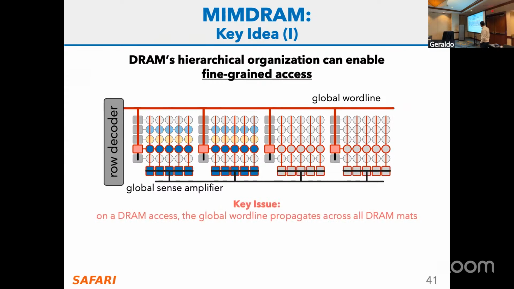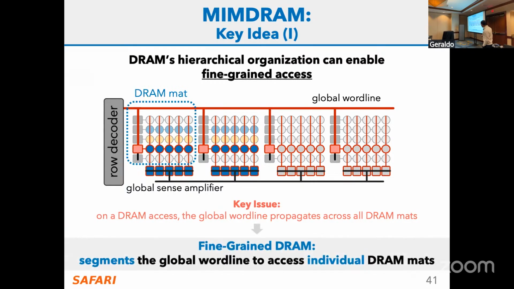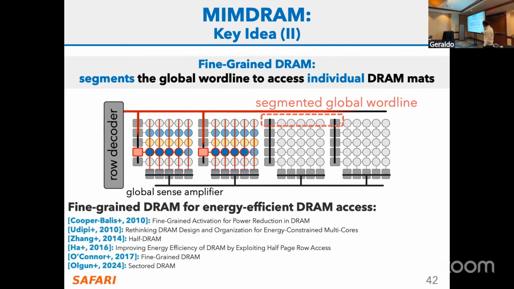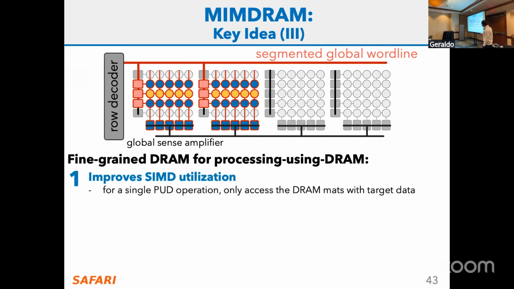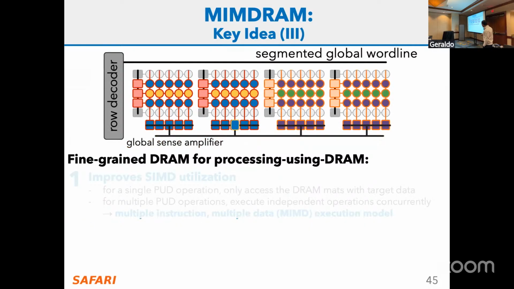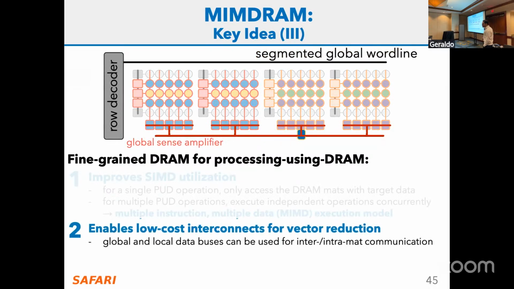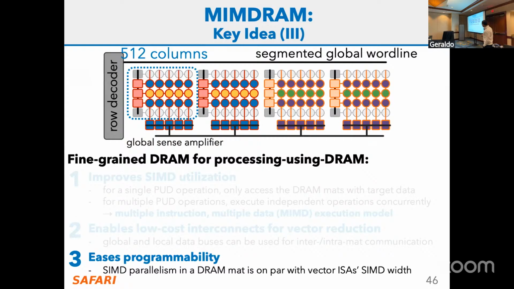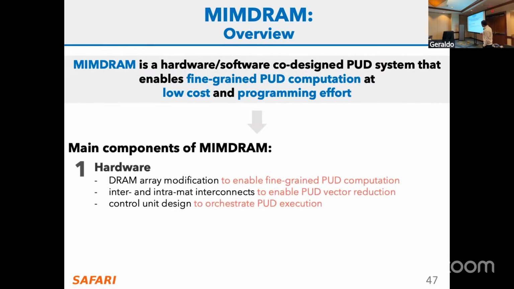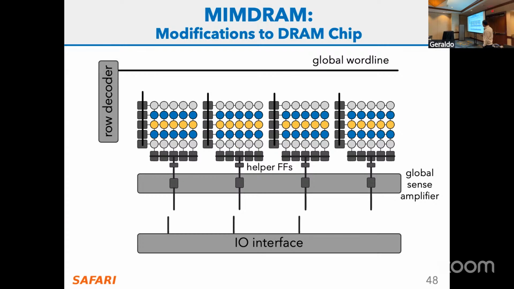To this end, we use the proposed MIMD DRAM, which uses this idea of fine-grained DRAM activation for processing using DRAM, which Honor already mentioned, is the ability to actually access only one of those DRAM mats inside the DRAM subarray, and these have been proposed for energy efficiency DRAM access before. Honor already mentioned these slides. This gives us 3 benefits. It improves SIMD utilization, allows us to implement reduction at low cost, and allows us to map vector ISAs to process using DRAM primitives. I'm going to mention more the implementation of these in detail.